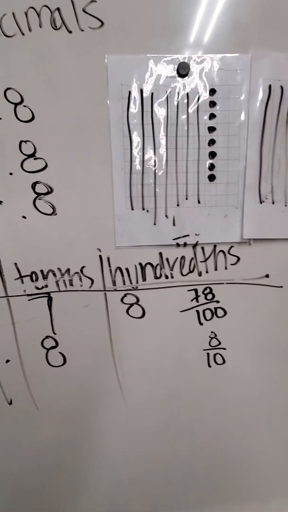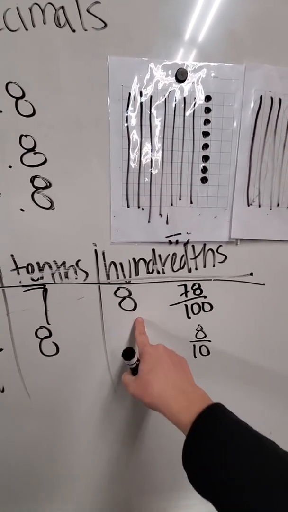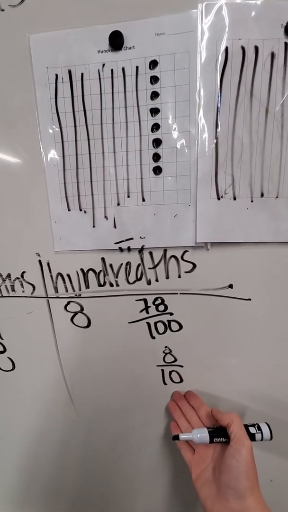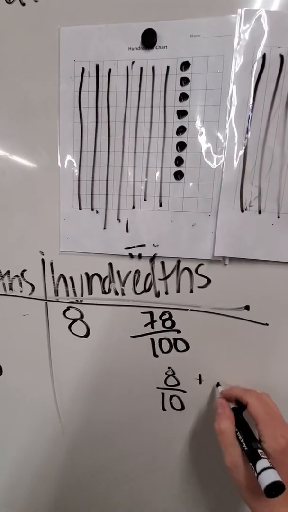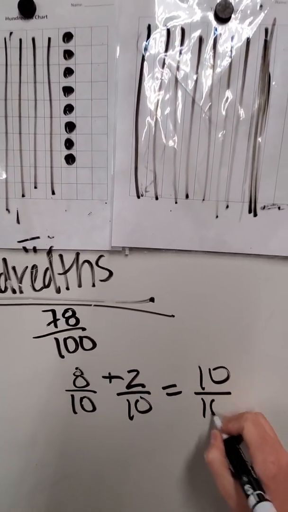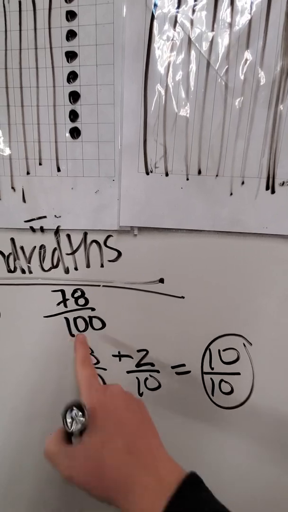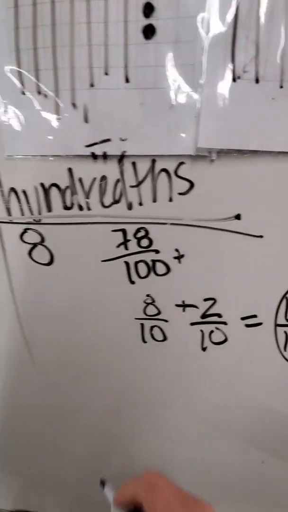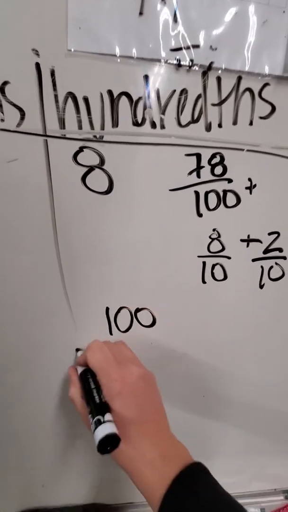So 8 tenths is actually larger than 78 hundredths, because look how close I am to having a whole. I would just need 2 more tenths in order to make a whole. If I had 78, how many more would I need? Well, let's find out.